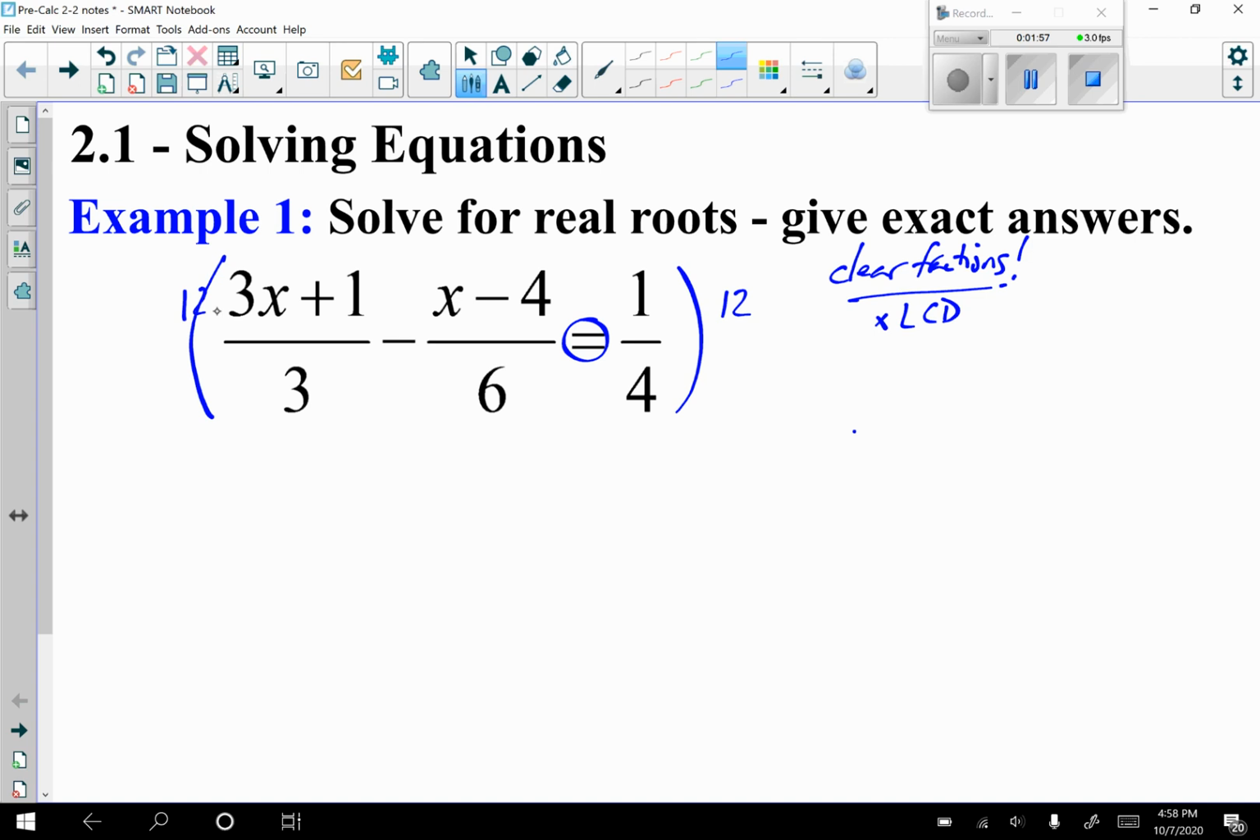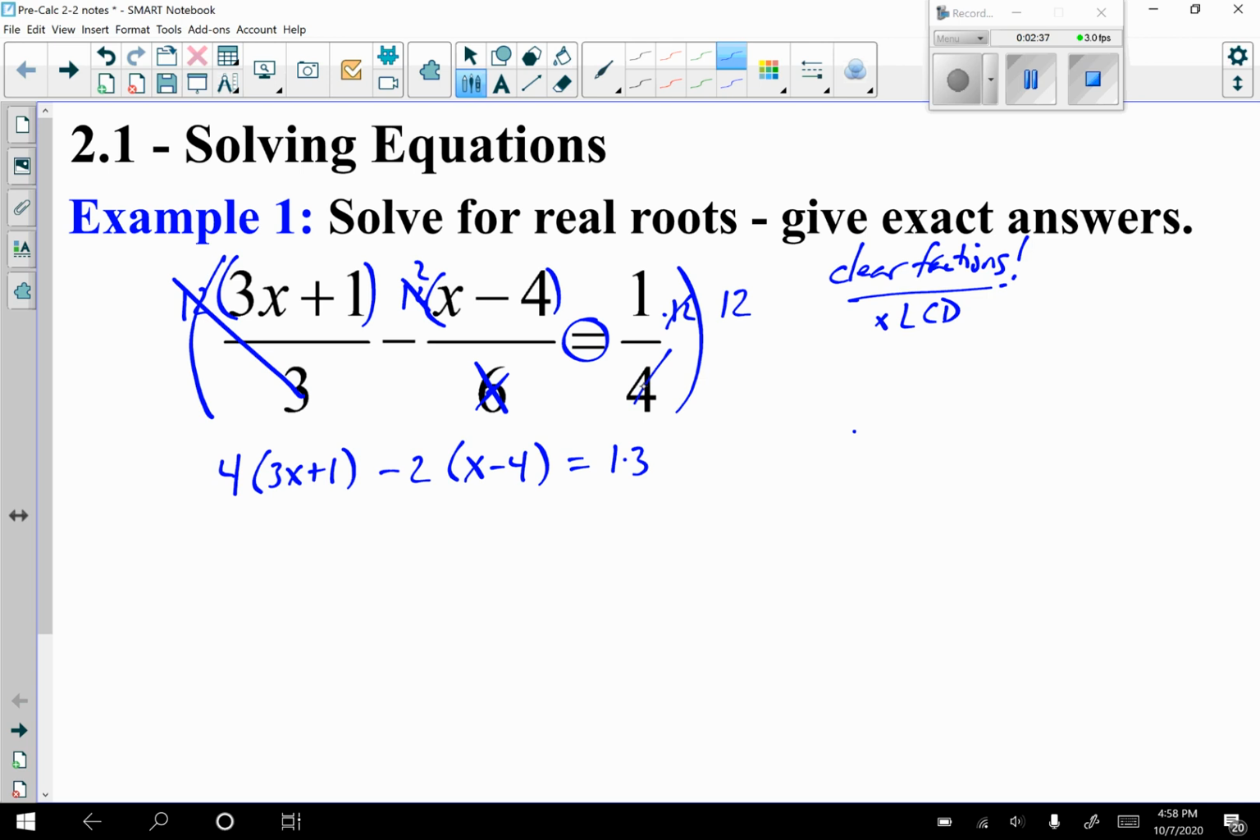So if we do the first one times 12, reduce, and we're going to have 4 left. The 3x plus 1 is still there waiting to be multiplied. Okay, the next one times 12. The 6 and the 12 reduce to a 2. It's minus 2 times the x minus 4. Remember, you're reducing from the denominator, and what's left you multiply in the numerator. So equals over here times 12. That one's going to get 3 times 1. So that numerator times the common denominator, reduced by the denominator that's there.